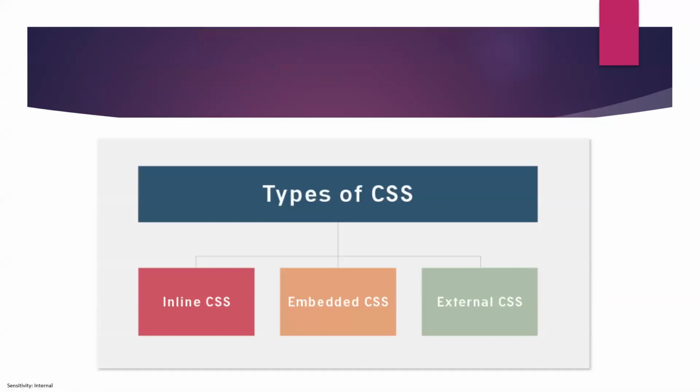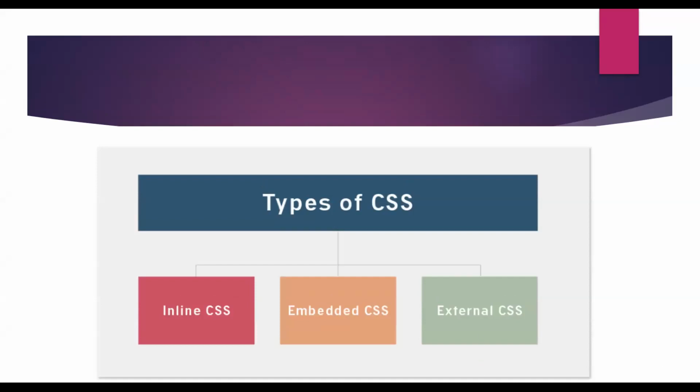What are the types of CSS that we have? One, we have what we call inline CSS. Two, we have what we call embedded CSS. Three, we have what we call external CSS. So I'm going to start the practical now with explaining the inline CSS.